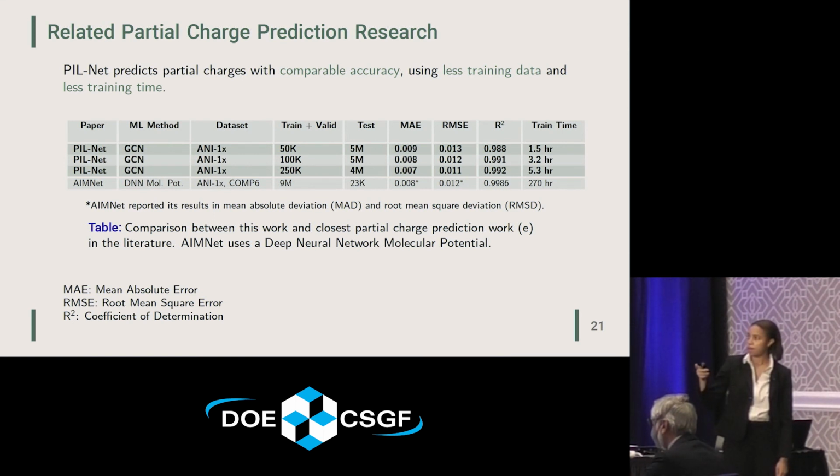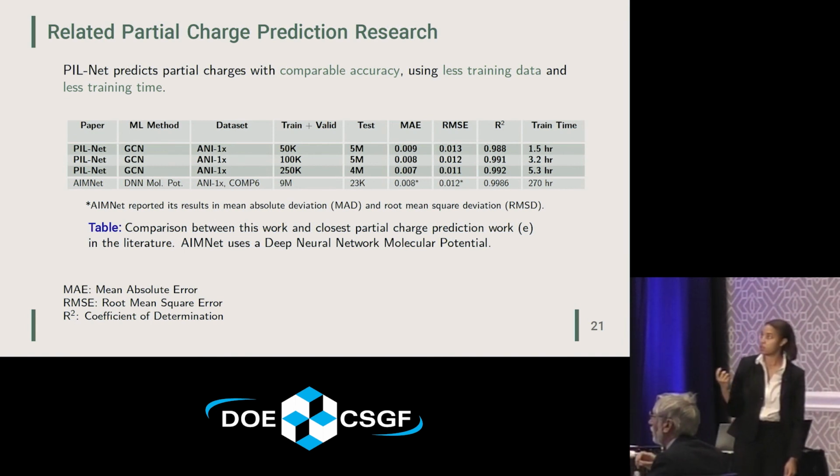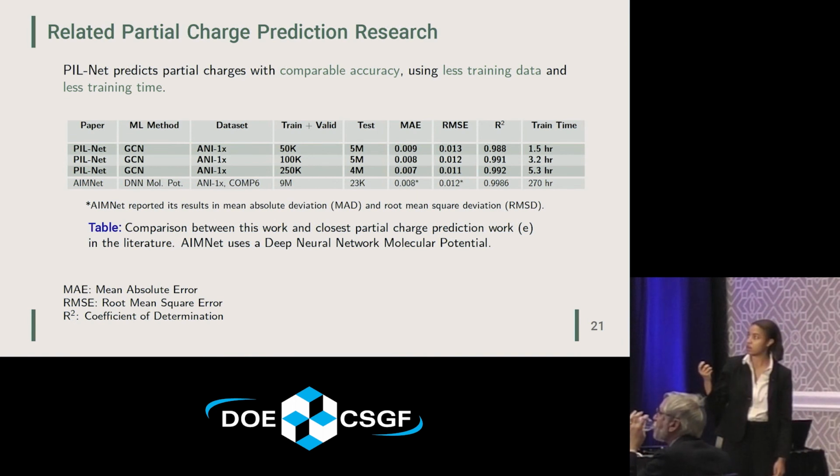So essentially we have similar comparable training accuracy, but our training set size is much smaller. Our largest one is 250,000 graphs, whereas theirs is 9 million. And also our training time, like I said, capped at 6 hours, but they use 270 hours of training time. So that was a good result.